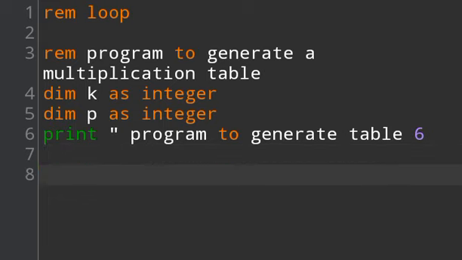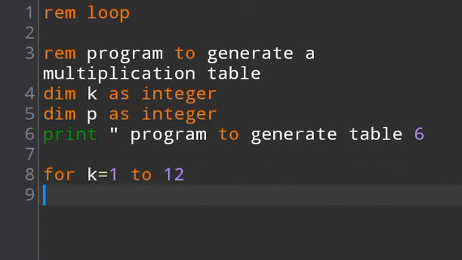How can we do that? We set up a loop that will count from 1 to 12, and we are using k to represent the number, which is equal to 1 to 12. So we want to generate, then, p is equal to k multiplied by 6. We are generating a multiplication table 6.